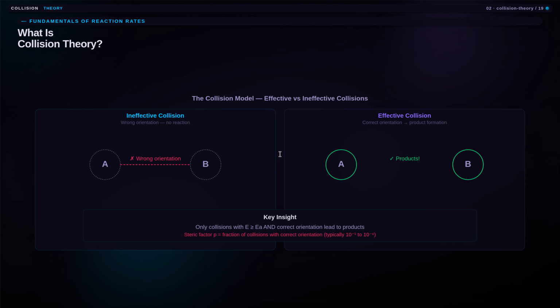The rate of a reaction depends on three key factors: the collision frequency, how often molecules bump into each other, the fraction of collisions with sufficient energy to overcome the activation barrier, and the fraction of collisions with the correct geometric orientation. The fundamental equation of collision theory for a bimolecular gas phase reaction between A and B is rate equals Z subscript AB times F times P. Here, Z subscript AB is the collision frequency, F is the Boltzmann factor, e to the negative Ea over RT, and P is the steric factor accounting for orientation.